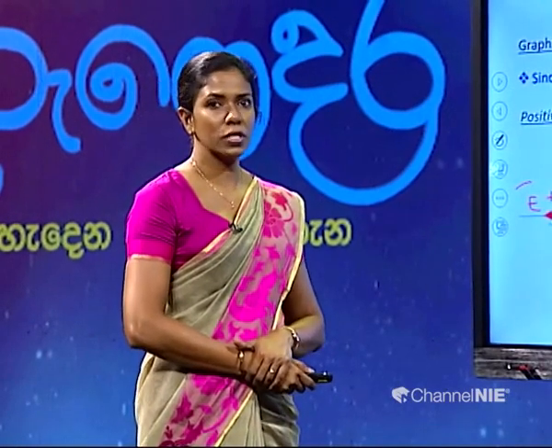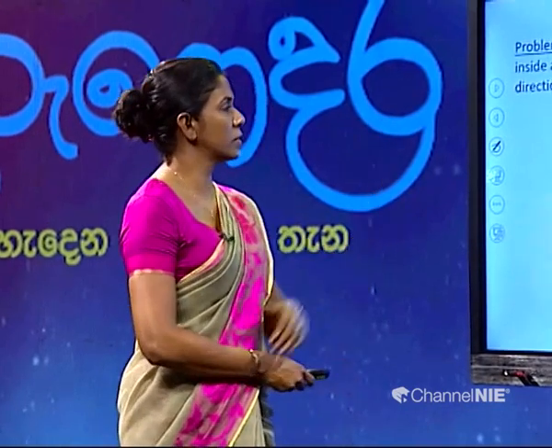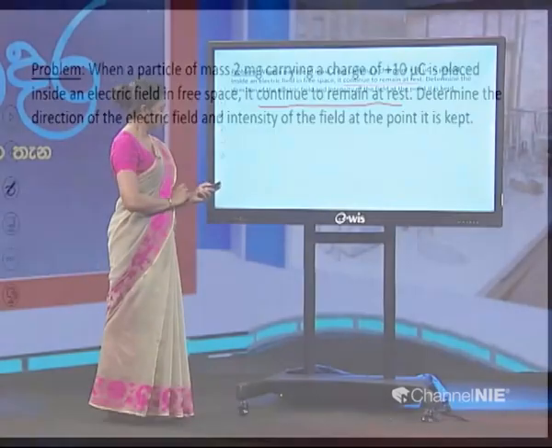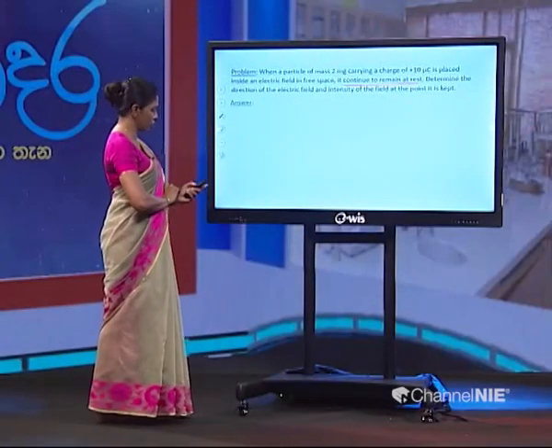If we come to a problem, let's read it. When a particle of mass 2 milligram carrying a charge of plus 10 microcoulomb is placed inside an electric field in free space, it continues to remain at rest. Important words there: continues to remain at rest. Determine the direction of the electric field and the intensity of the field at the point where it is kept. So, let me draw a force diagram for this.